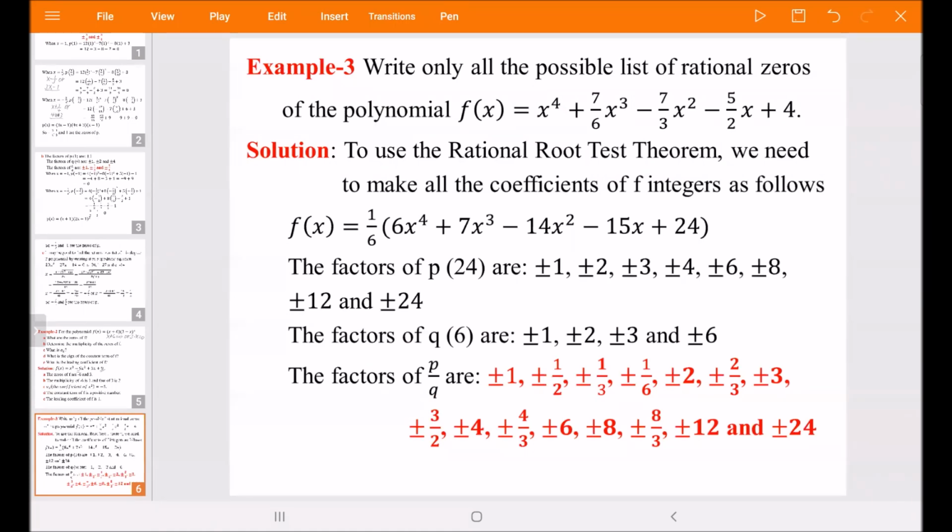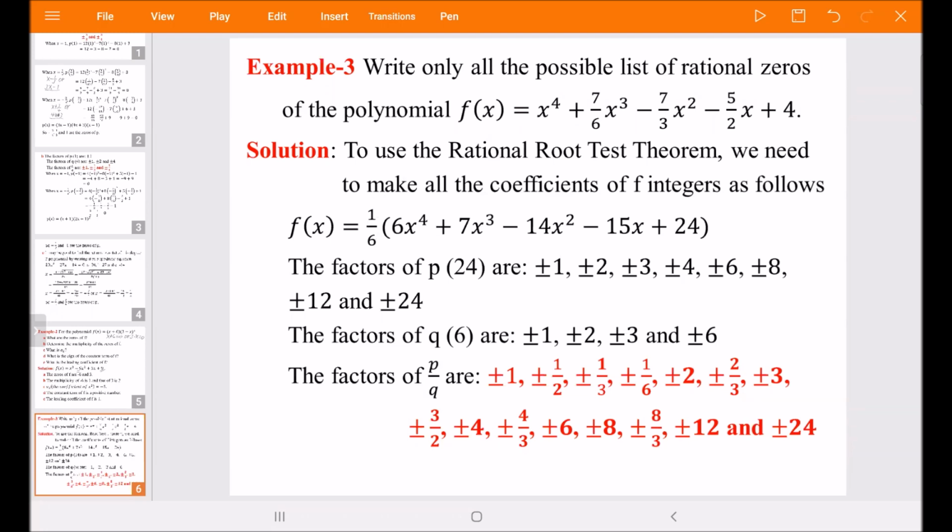The answer is 6. The reason is because 6 is the largest of these three numbers, and because 6 is divisible by 3, 6 is divisible by 2, and 6 is divisible by itself. So the least common multiple of all these three numbers is 6. So take 1 over 6 as a common factor of all the terms of this polynomial. So we have f of x is equal to 1 over 6.